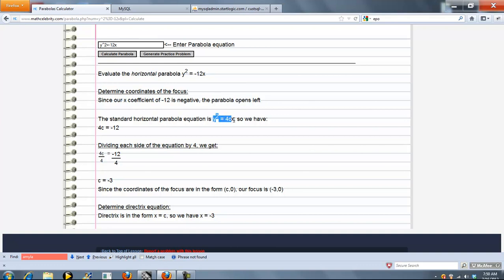Our standard parabola equation is this. So setting this up, we determine C is negative 3, so the coordinates of the focus are in the form C, 0. So our focus is negative 3, 0. And finally, the directrix equation is in the form x equal to c, so x equal to negative 3.